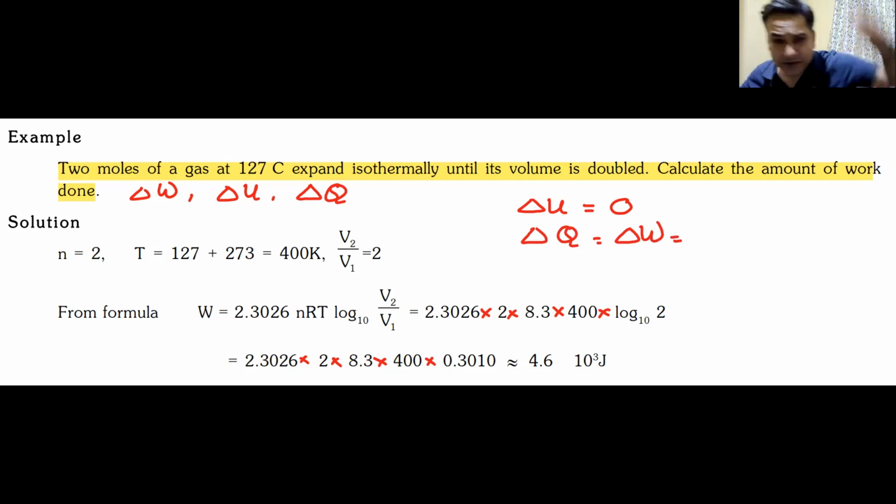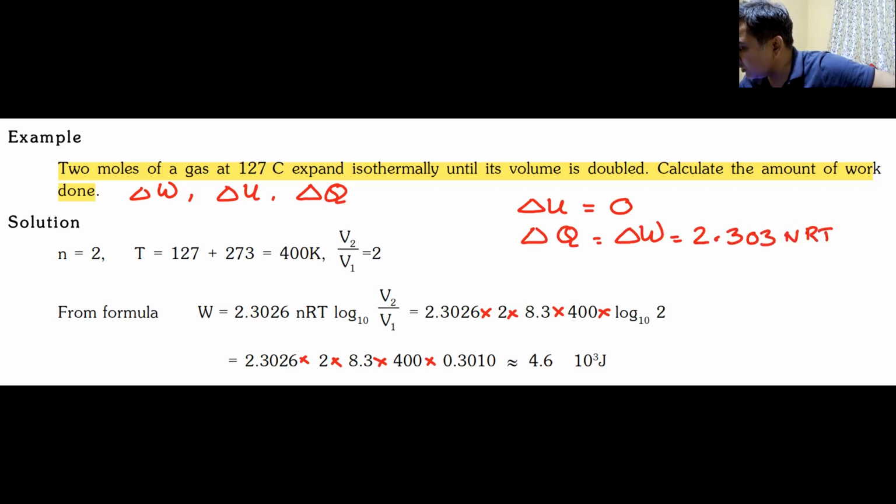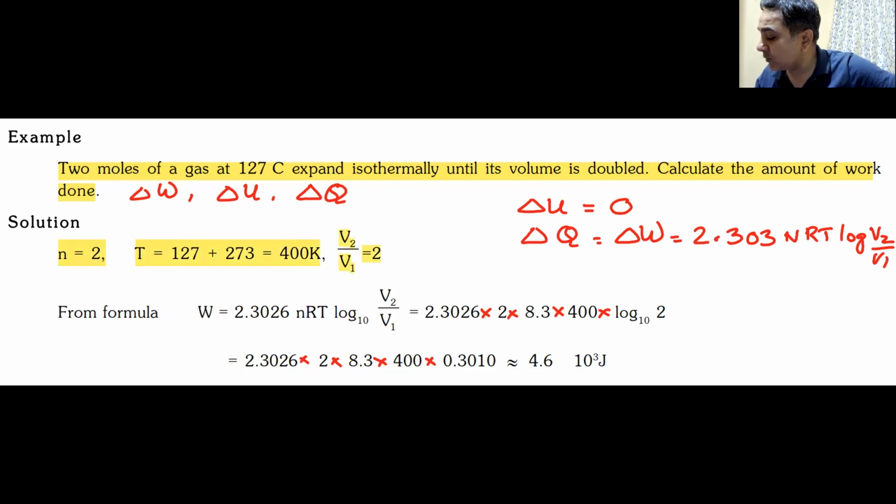And you have 2000 different formulas. So I will just use one of these: 2.303 nRT log to the base 10 of V2 by V1. Yes or no? The value of n is given as 2. Temperature is 400 Kelvin, V2 by V1 is 2. I will just put the values, get the answer, stay happy.